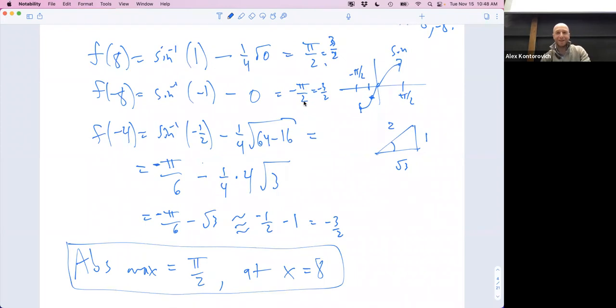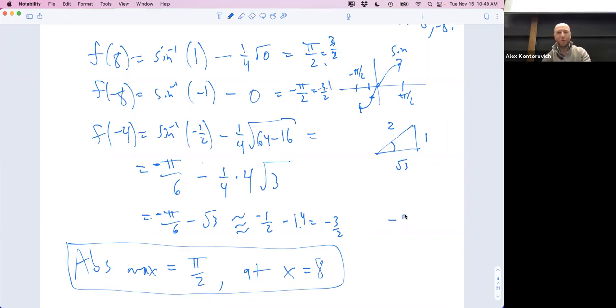Which of these is the min? Negative pi over 2 or negative pi over 6 minus √3? How are we going to figure this out? Well, one thing we could do is note the difference between these two is pi over 3, which is very close to 1, whereas √3 is quite a bit bigger than 1. √3 is like 1.4, whereas this is like 3.14. So this is really much smaller, so this is the more negative one.